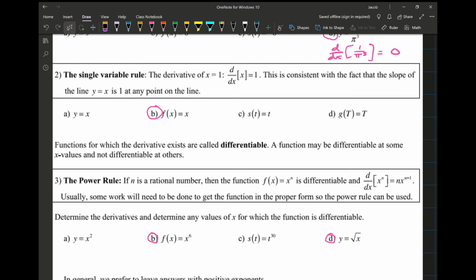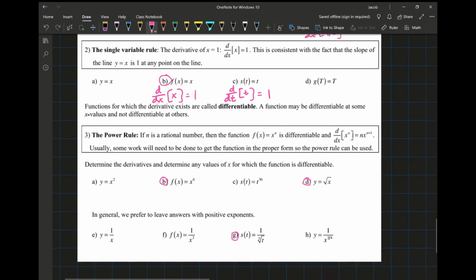Number 2 gives an example of the single variable rule. So if you're taking the derivative with respect to x of x, then that answer is 1. Likewise, if you're taking the derivative of s of t with respect to t, then that answer is also 1.